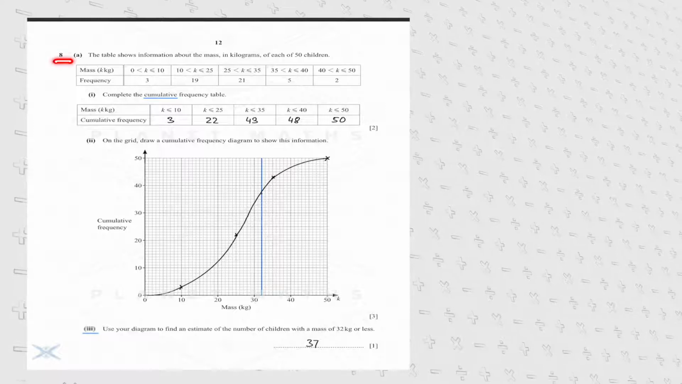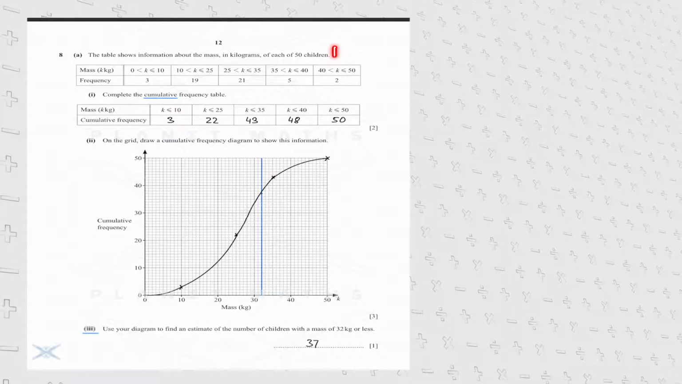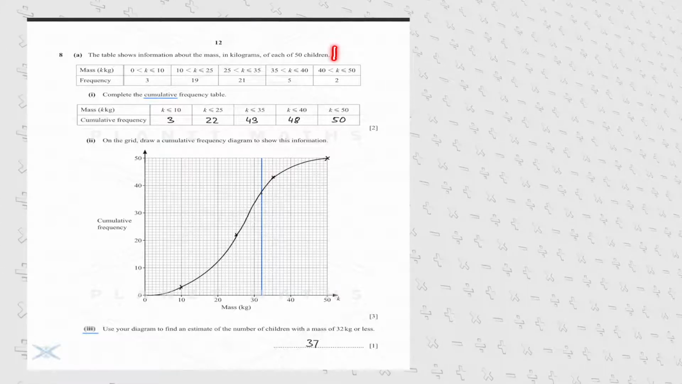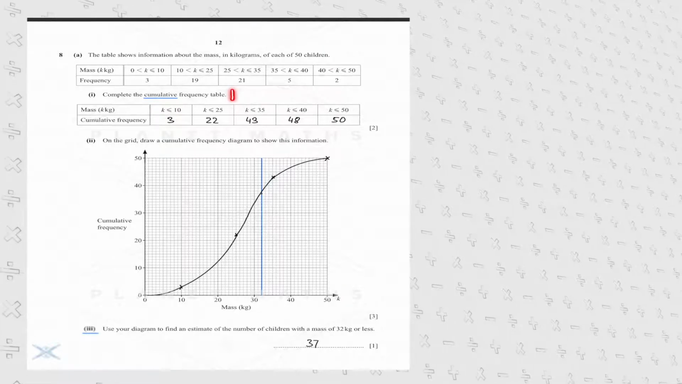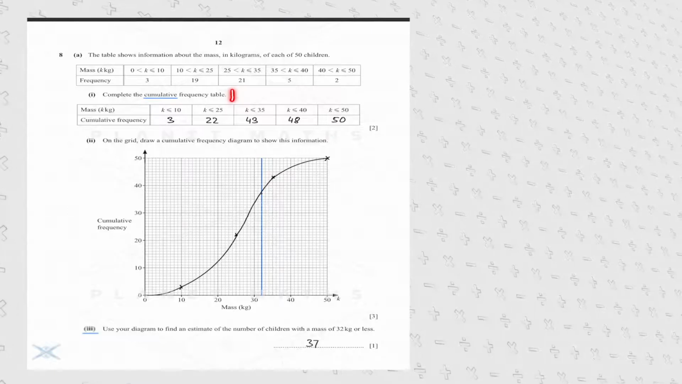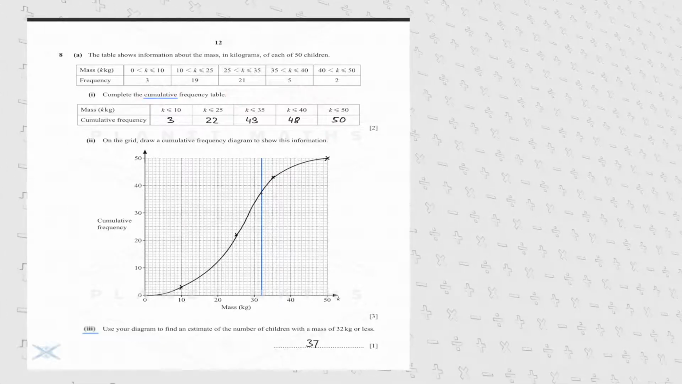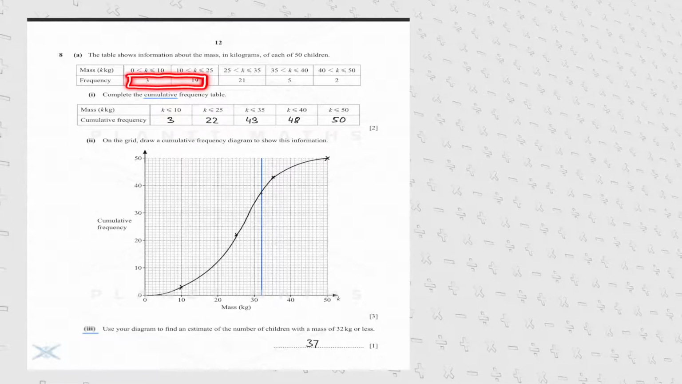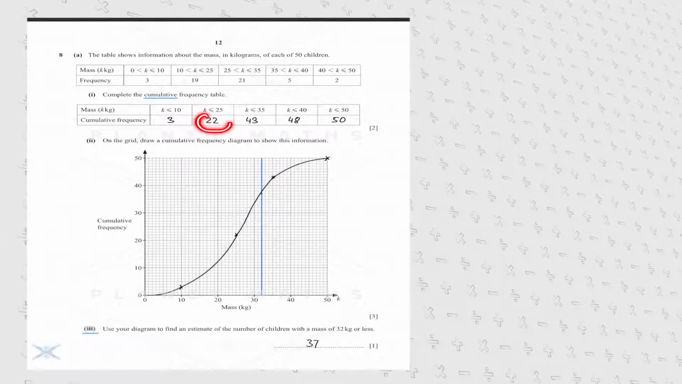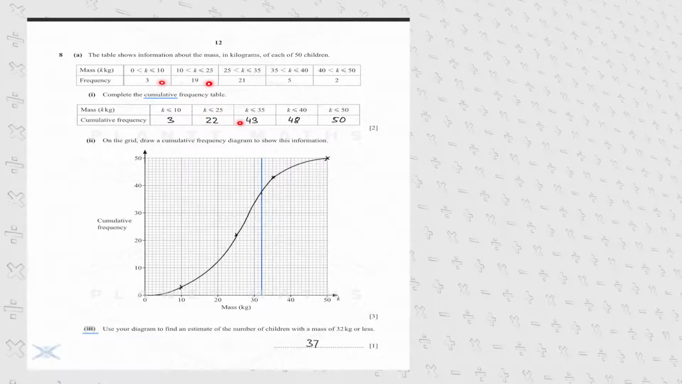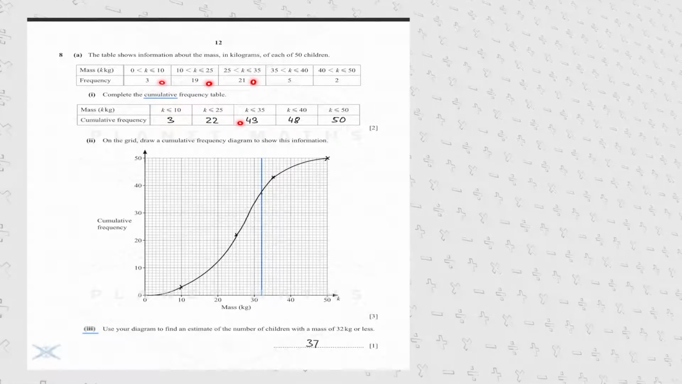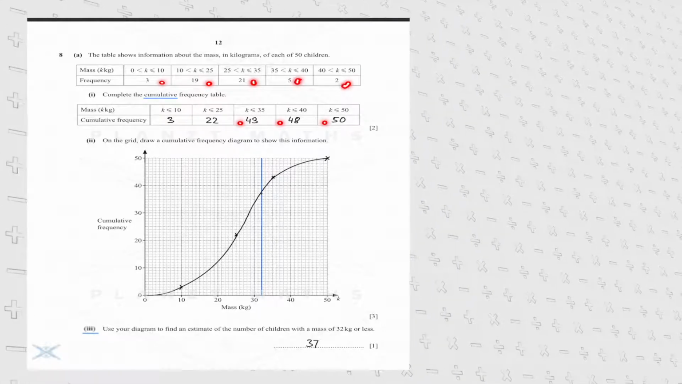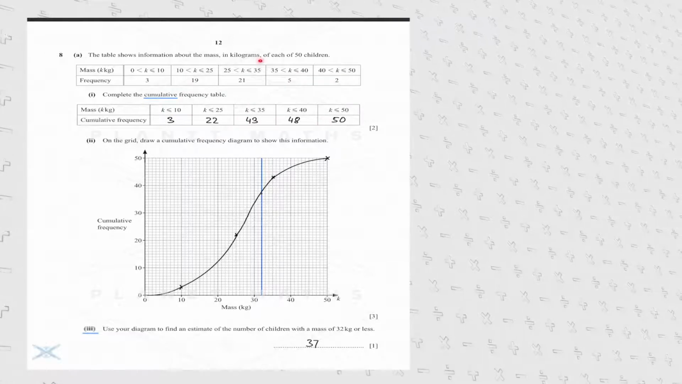Moving on to exercise 8, where in part A we are provided with a table that shows information about the mass in kilograms of each of 50 children. In part 1, we are supposed to complete the cumulative frequency table. Cumulative meaning that on the go we add up all of the values combined that were stated in the original table up to this point. So to determine this value we add 3 and 19. To reach the next value we add 21 to this. To receive 48 we add another 5. And to get to 50 we add another 2, which makes sense since the total number of children observed is 50.